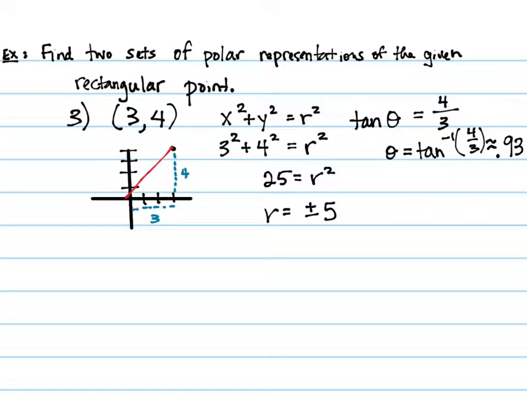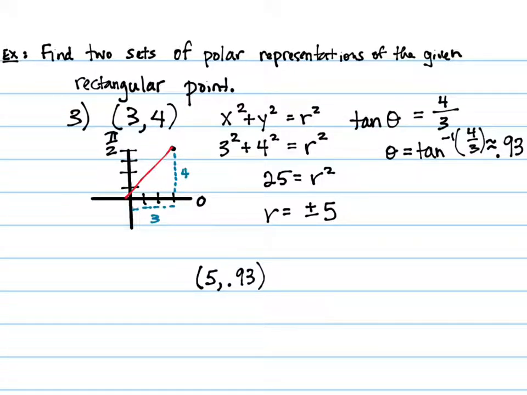Now, if you think about our unit circle kind of perspective of our coordinate plane, this is the measure 0, this is the measure pi halves. Pi is about 3.14, right? So pi halves would be about 1.57. So the 0.93 makes sense, right? It's between 0 and pi halves. So one of our ordered pairs that we can find is very nicely 5 and 0.93.